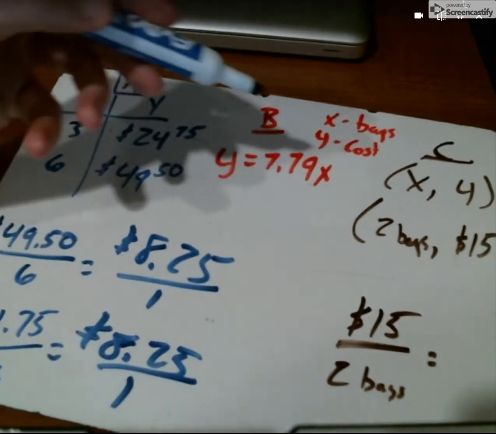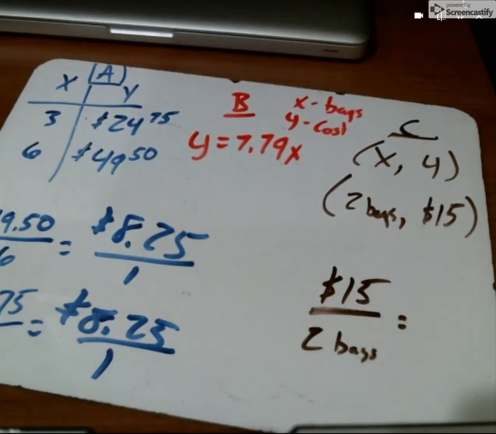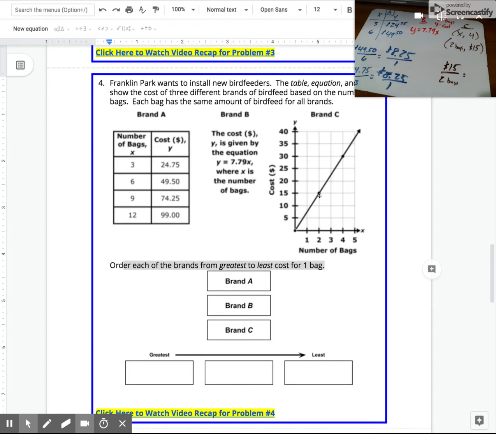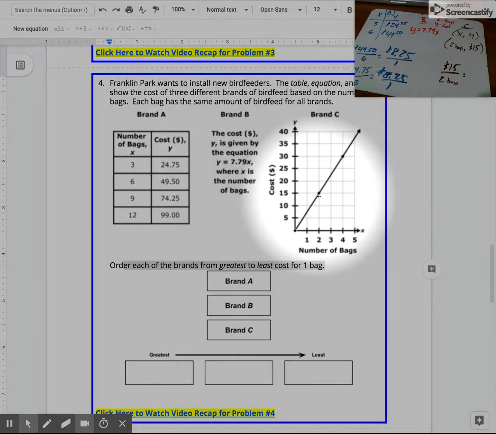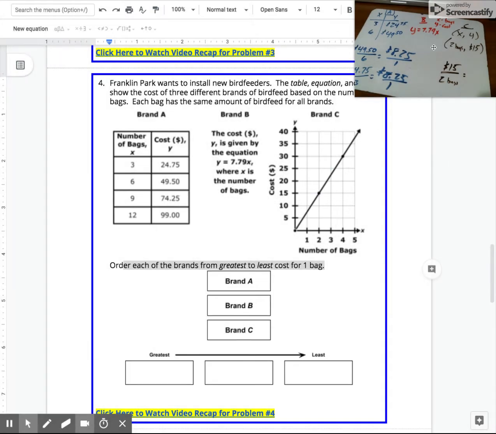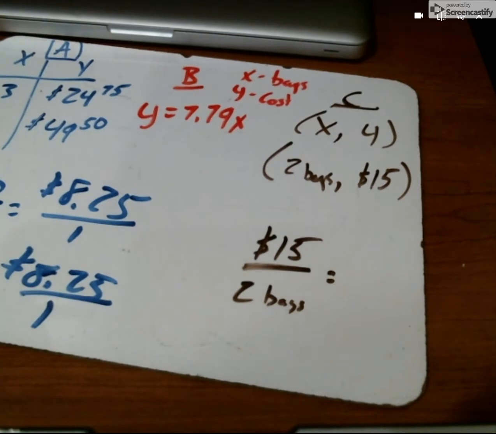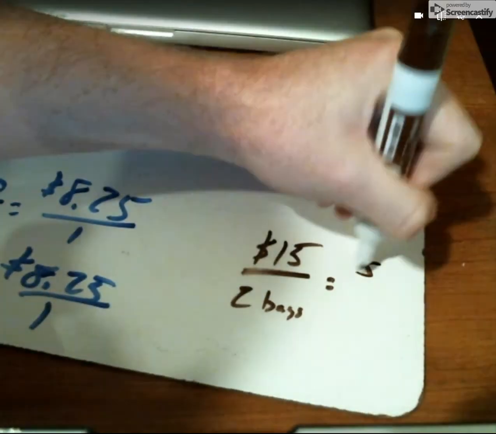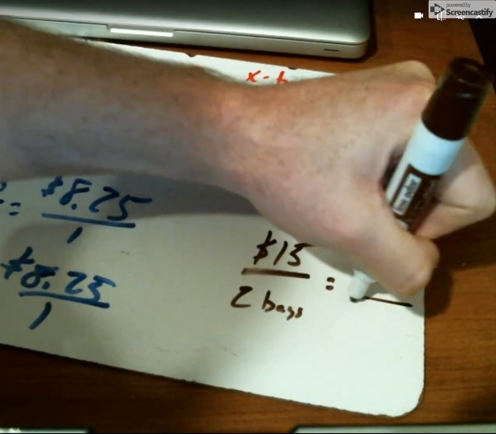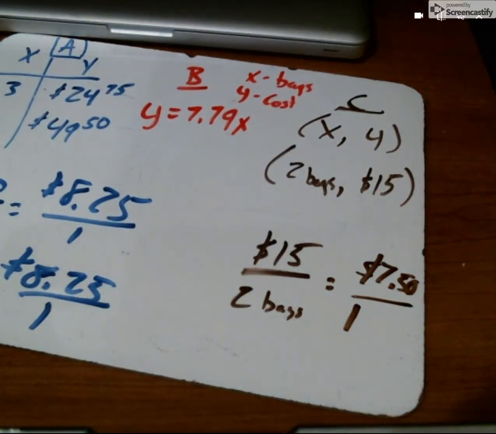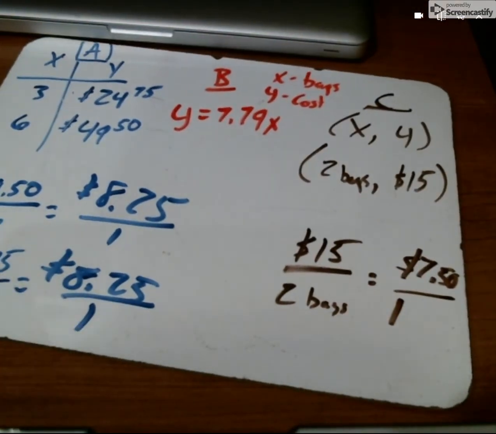If we go with company C, on the graph there for company C, we'll show you quickly, we saw that when we were at 2 bags, right here, it cost $15. So that's where this data point comes from. It's a proportional relationship starting at the origin, going in a straight line. So if we do $15 divided by 2 bags, we realize for company C, it's $7.50 for every one bag. So that's going to be cheaper than company A.